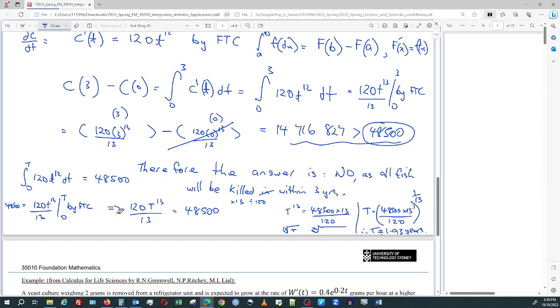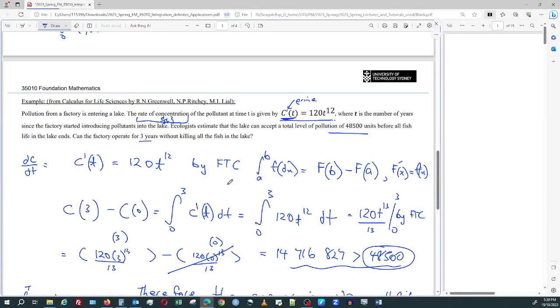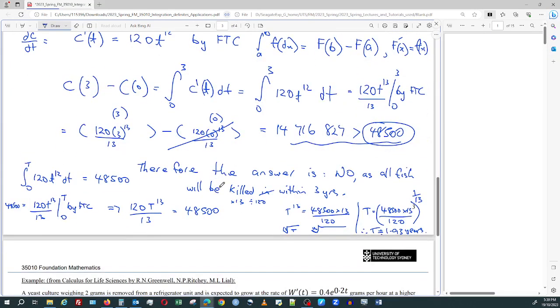Okay, so that's like a follow-up question for that. All right, 3 years they'll be all dead. 1.93 years then stop. Well, they will be all dead. It's quite straightforward, I think.